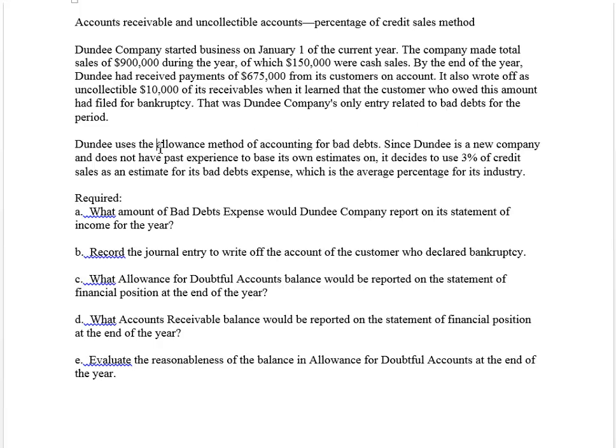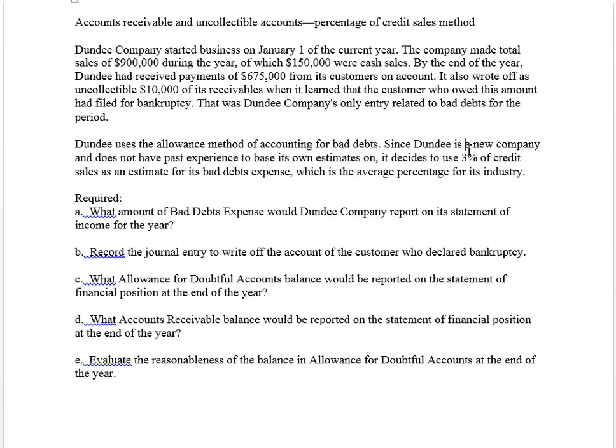The company uses the allowance method of accounting for bad debts, which we know is the appropriate way to handle any accounts that are unlikely of collection. The reason we say that is because we want to state our accounts receivable at their net carrying value, or net realizable value, meaning the amount that we think we can reasonably collect from our customers.